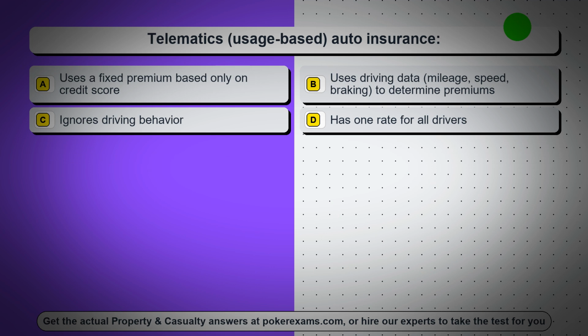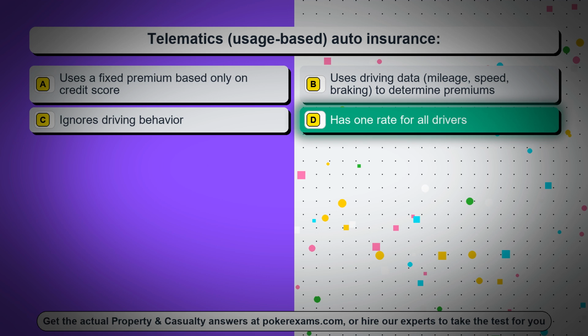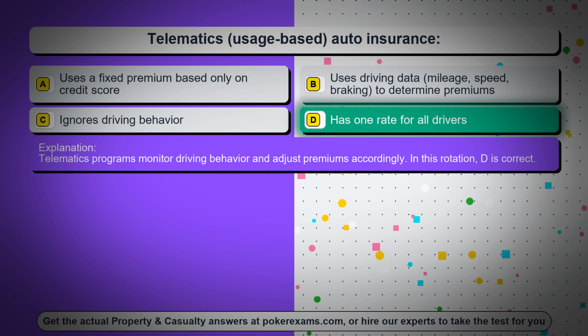Question 13. Telematics, usage-based, auto insurance. Option A uses a fixed premium based only on credit score. Option B uses driving data, mileage, speed, braking, to determine premiums. Option C ignores driving behavior. Option D has one rate for all drivers. The correct answer is option D, has one rate for all drivers. Telematics programs monitor driving behavior and adjust premiums accordingly. In this rotation, D is correct. Question 14.